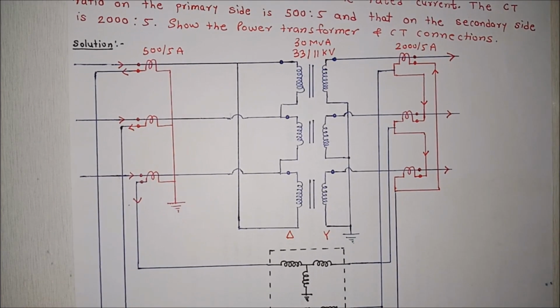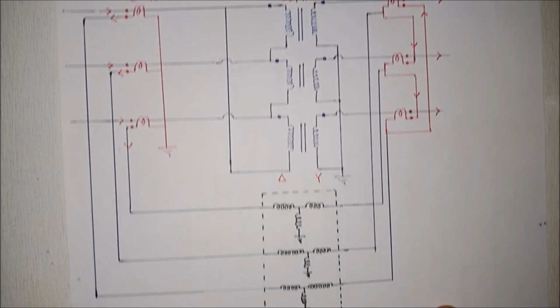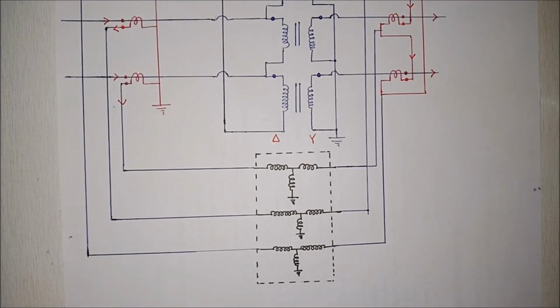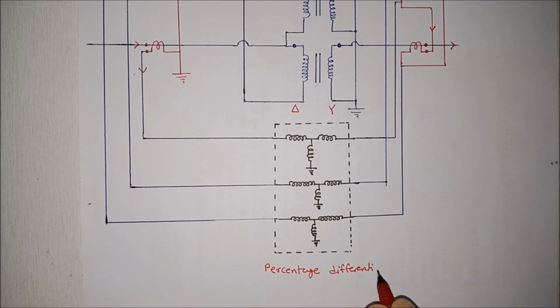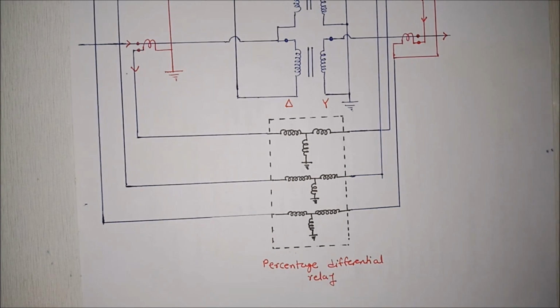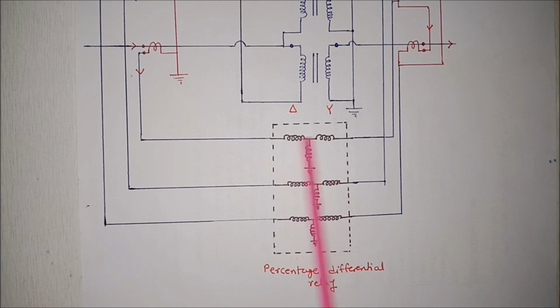Okay, now here is how we are connecting the differential relay. If you see, these are the differential relays, the percentage differential relays we are using. It will have two coils, as you know. One will be the restraining coil as it is shown, which is divided in half. So these are the restraining coils and this is a trip coil.